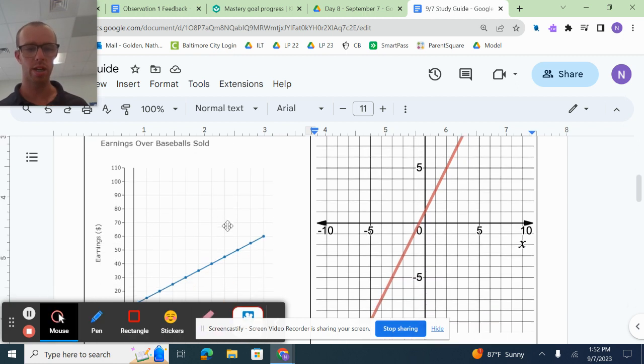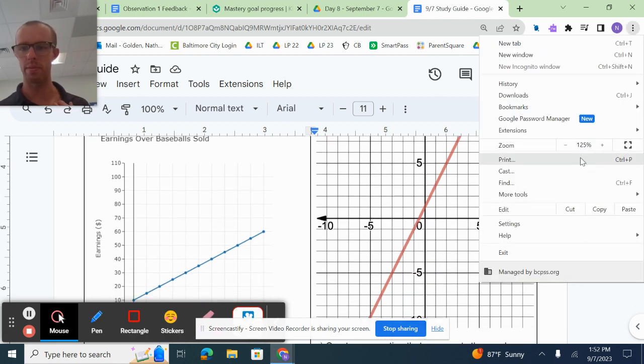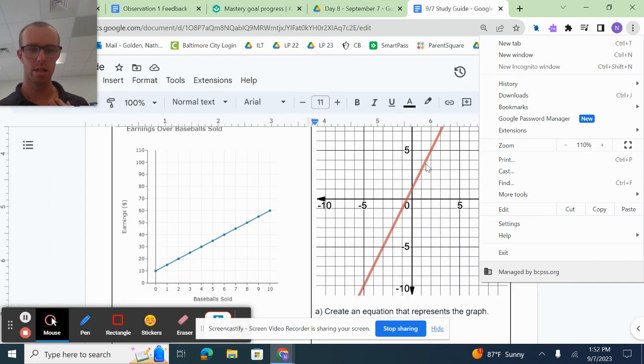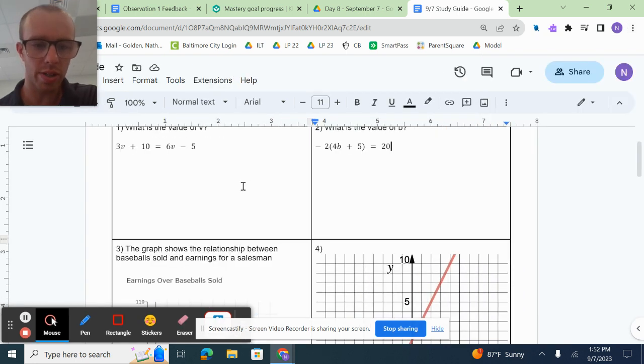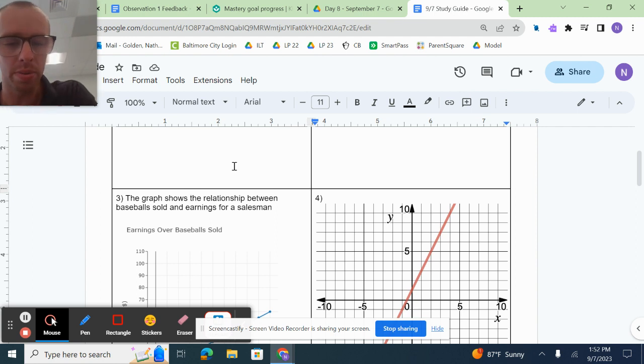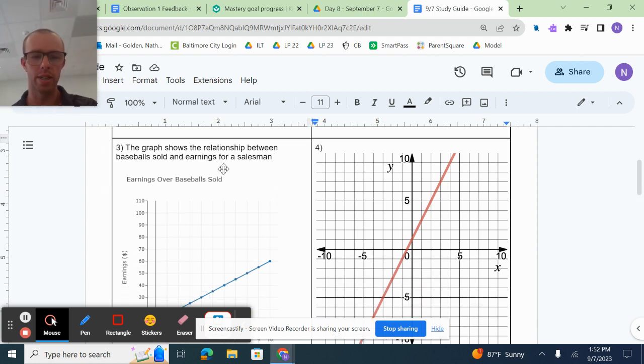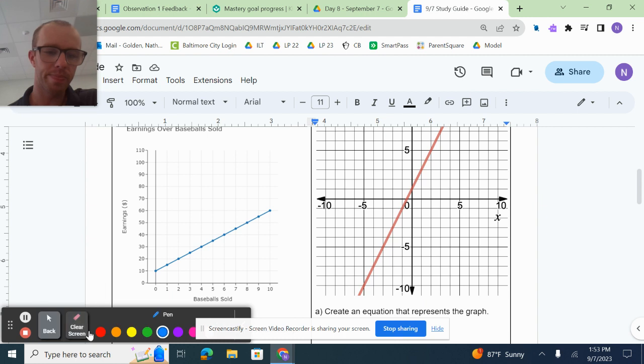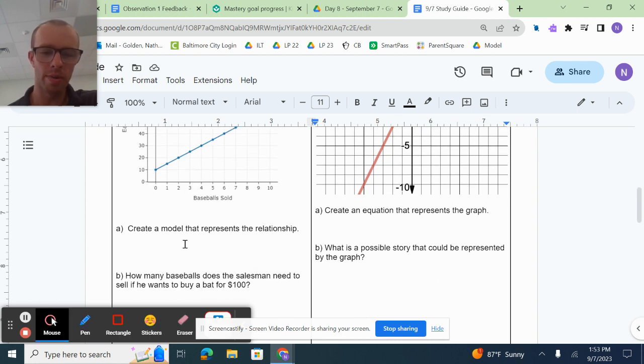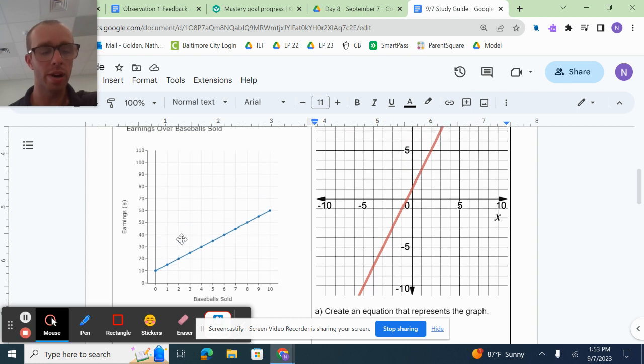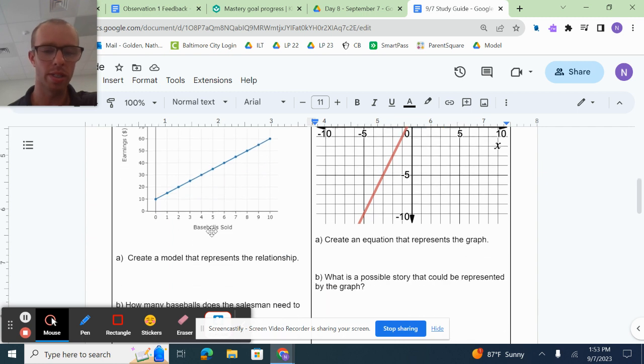All right, number 3. Let me zoom back out a little bit. Okay. So we have a chart here. The graph shows the relationship between baseballs sold and earnings for a salesman. So we have the earnings on the y-axis and the baseballs sold on the x-axis. What is it asking us to do? Create a model that represents the relationship. So a model is just an equation. I know that this is a linear equation because this is a straight line on the graph. Straight lines are always linear.